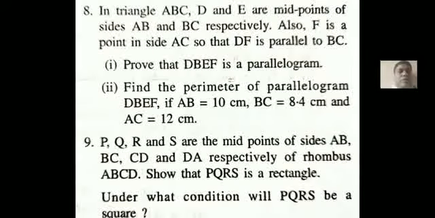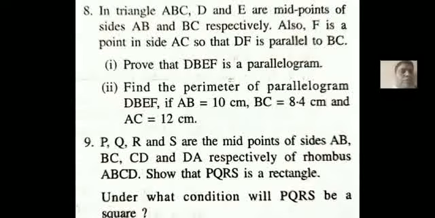Now, the next question of this slide. In triangle ABC, D and E are the midpoints of side AB and BC respectively. Also, F is a point in the side AC, so that DF is parallel to BC. Prove that first bit DBEF is a parallelogram. Second bit, find the perimeter of the parallelogram DBEF if AB is 10 cm, BC is 8.4 cm and AC is 12 cm. Next question.